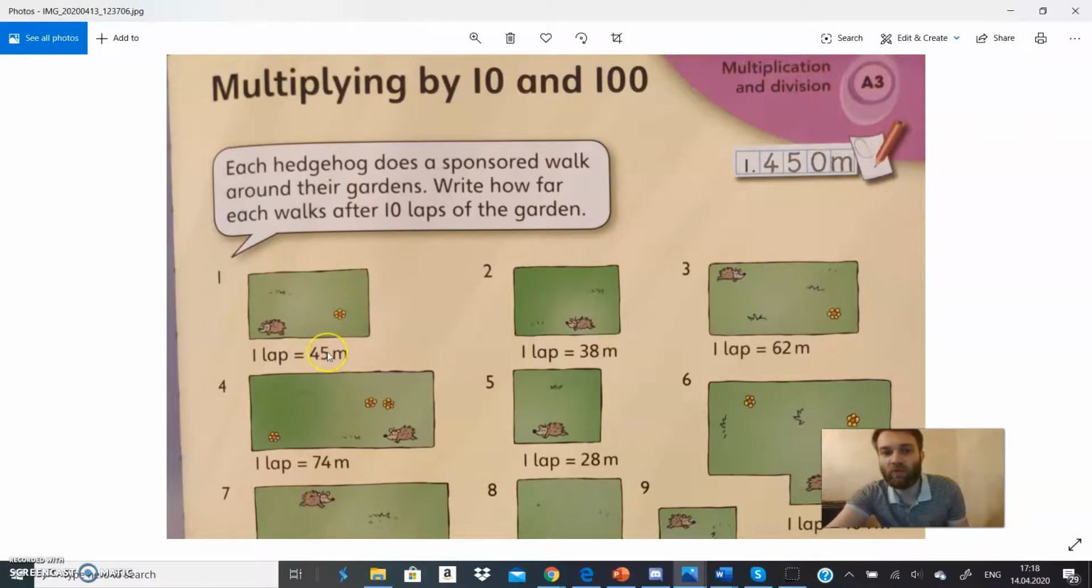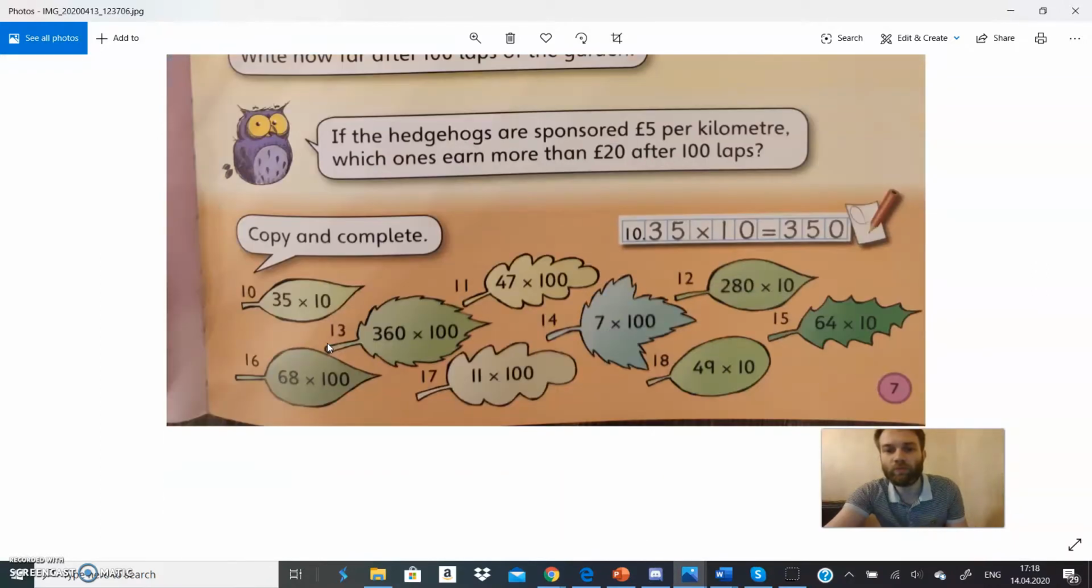So for this one, the 5 would jump into the tens and then jump again. So the 5 would be in the hundreds, and the 4 would go hundreds, thousands. So that one would be 4,500.